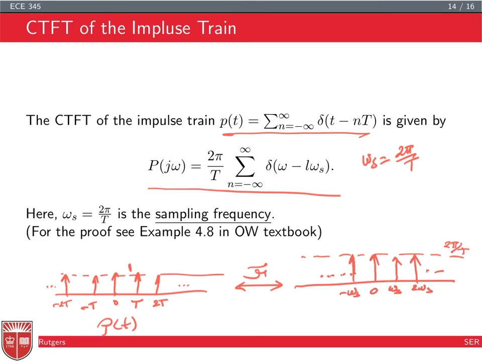And you can find more information about the proof in the textbook. But I think I did this in more detail in the discrete time. But if you need more information, you can look in the book. The main fact here is that the CTFT of an impulse train in the time domain is an impulse train in the frequency domain.